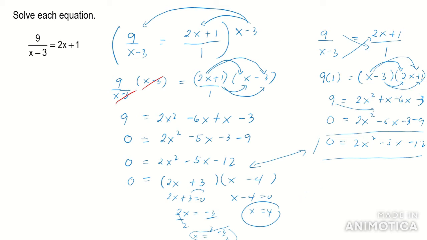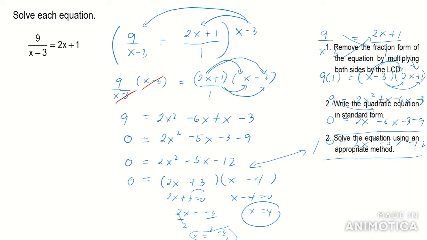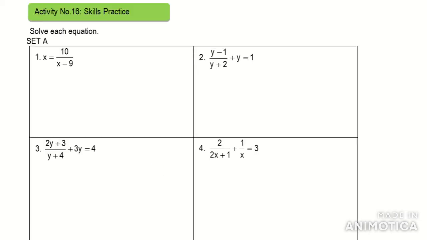So that's how we do it easily. Simply get the cross products. Okay? If you only have one fraction to the left and one fraction to the right. Okay? So for your practice, kindly answer activity number 16, items 1, 2, 3, and 4. Okay? Now, after answering, play the video again to check your work. Okay? So, let us check.